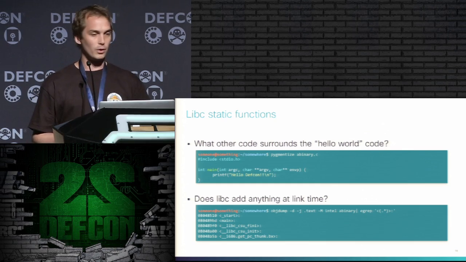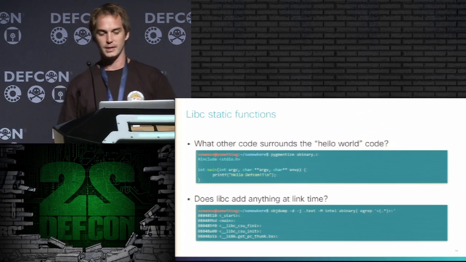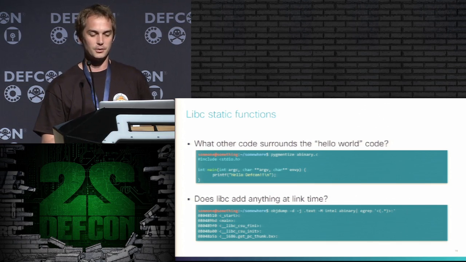If you look at what your program actually contains, you see there's a whole bunch of other functions which you did not intend to be there. So, the start, you've got libc_csu_fini and all that stuff. So where does that come from, and can you use that?